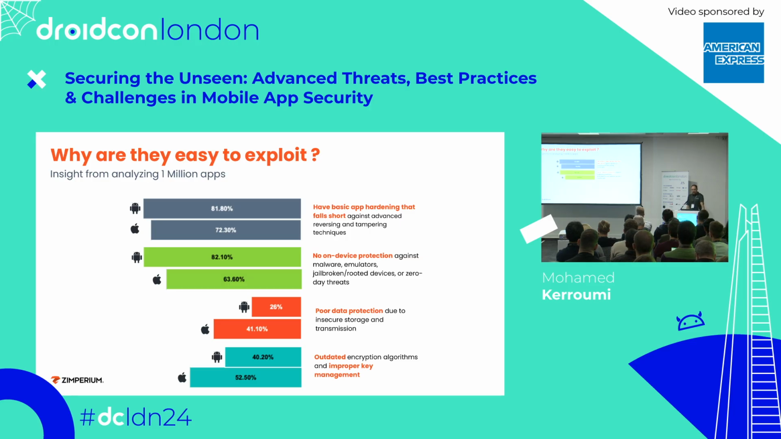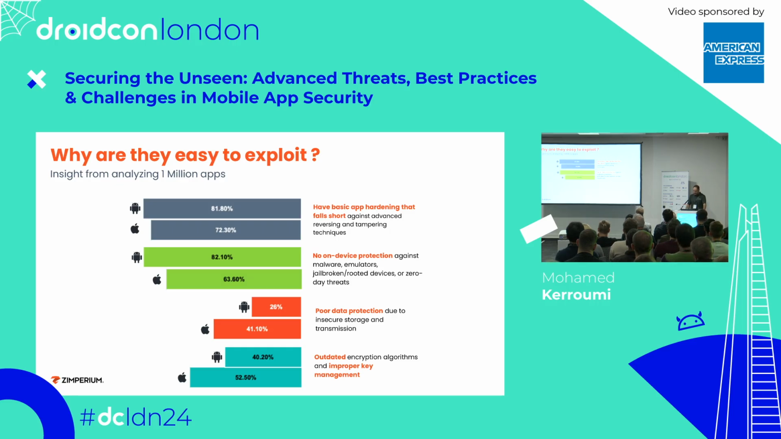And another thing is on-device protection, where another 82% of applications don't have protection against rooting, malware, or emulators. Some attacks, for example, will target applications running on an emulator, and they try, for example, to spoof the camera and do other things. So it's really important to protect your app and to detect, for example, rooting, because when you are on a rooted device, you can access almost everything. It's open. You can access the file system. You can read the memory.